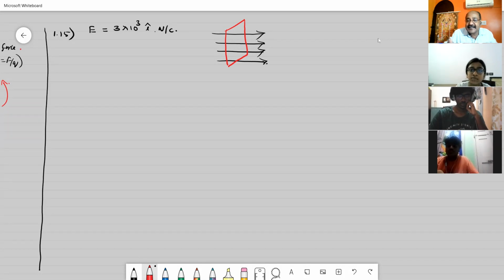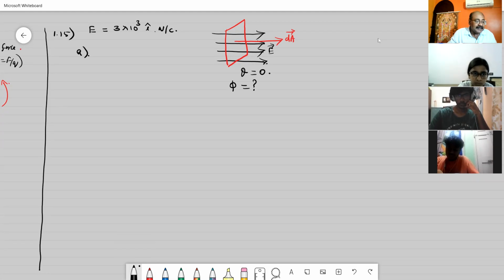The plane is parallel to the YZ plane, which means the normal drawn to the plane, that is the dA vector, and the electrical field E vector are both parallel. So theta is equal to 0. If theta is equal to 0, they have asked what the flux is.